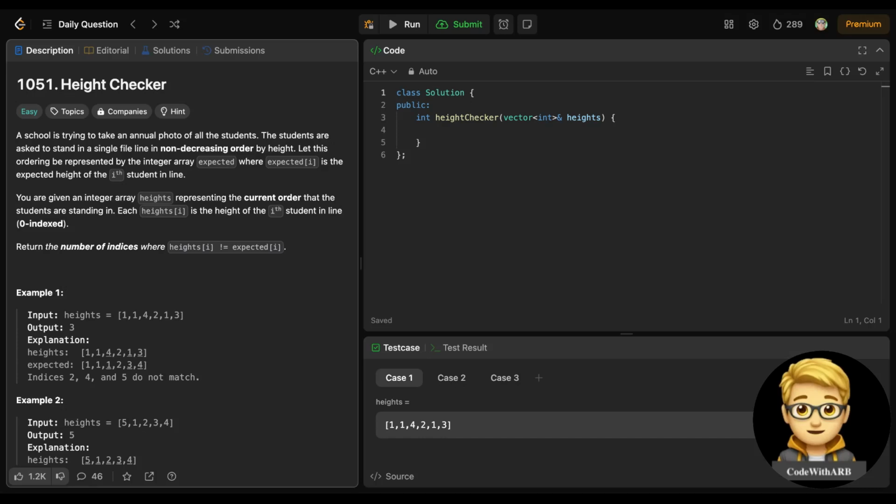We will solve today's LeetCode problem. This is a LeetCode easy one. Let's see what the question is. So the question is Height Checker.